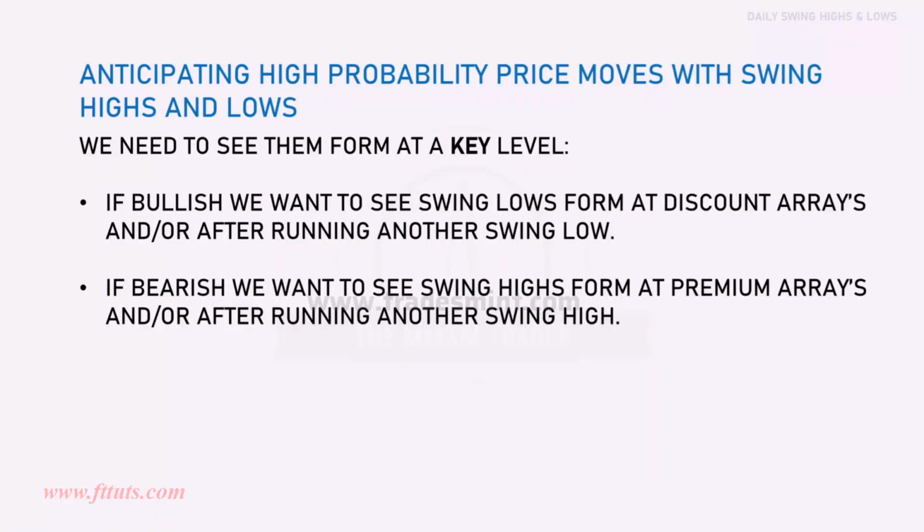So anticipating high probability price moves with swing highs and lows, we need to see them form at a key level. So if we are bullish, we want to see a swing low form at a discount array and or after running another swing low. And if we are bearish, we want to see a swing high form at a premium array and or after running another swing high.